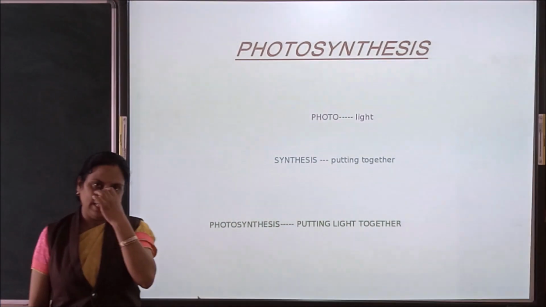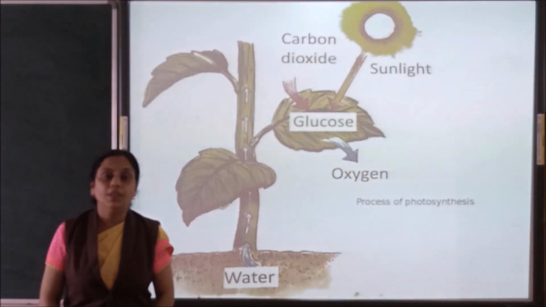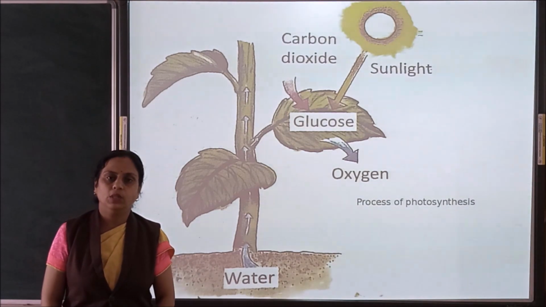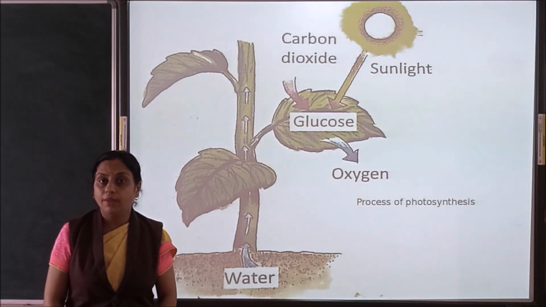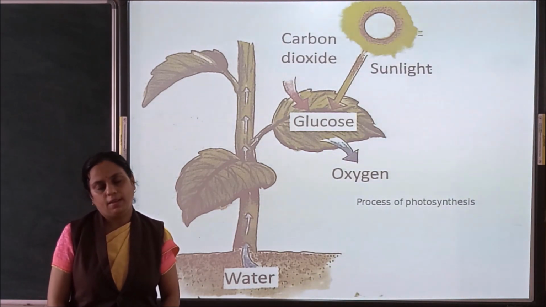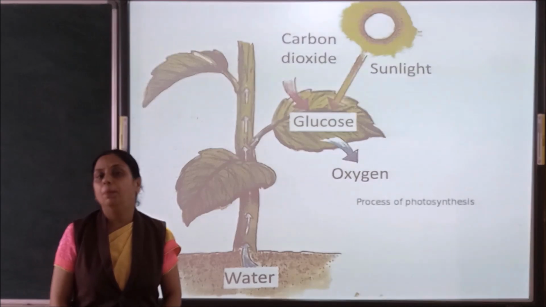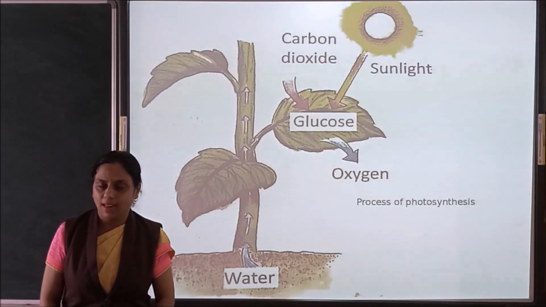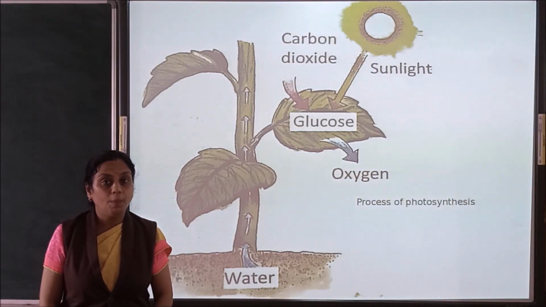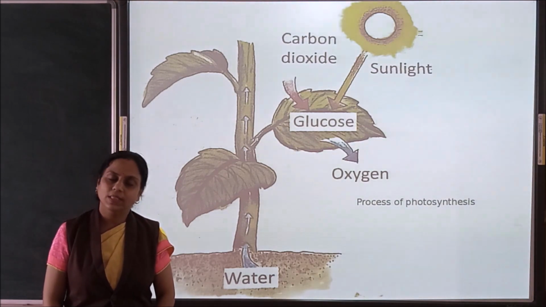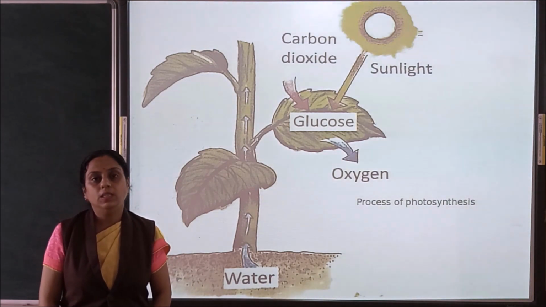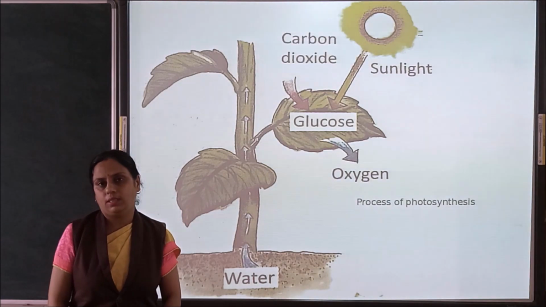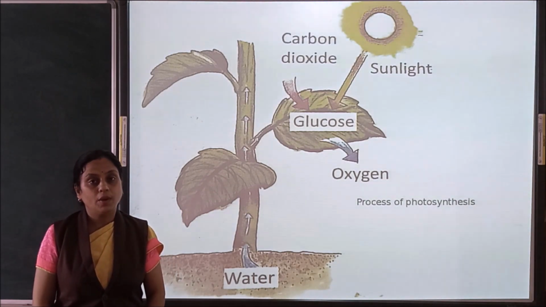Now in the previous classes you already learned the definition of photosynthesis. What is the definition of photosynthesis? Yes, plants prepare their food in the presence of chlorophyll and sunlight with the help of carbon dioxide and water. This is called photosynthesis.